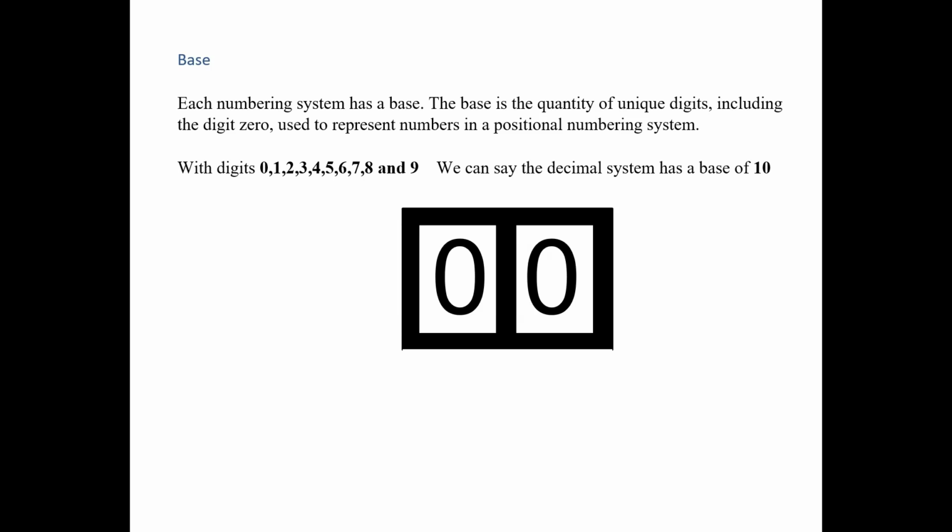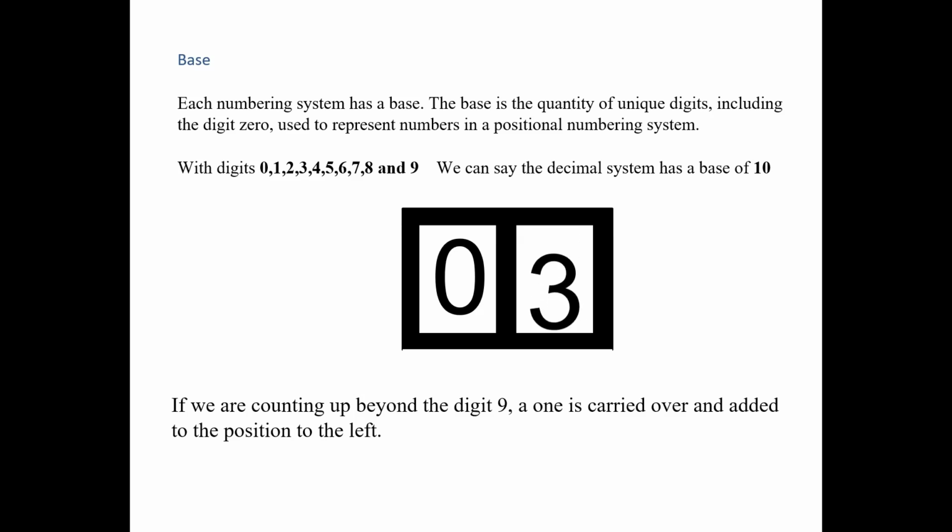Each numbering system has a base. The base is the quantity of unique digits, including the digit 0, that represent numbers within a positional numbering system. As an example, we can consider the decimal system since it's the most familiar to us. There are 10 unique digits, and that is 0 through 9. So we can say the decimal system has a base of 10. If we are counting up beyond the digit 9, we have used up all the unique digits that are available, so a 1 is carried over and added to the position on the left.